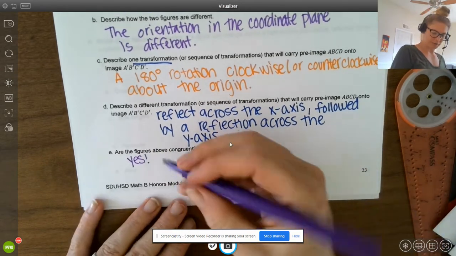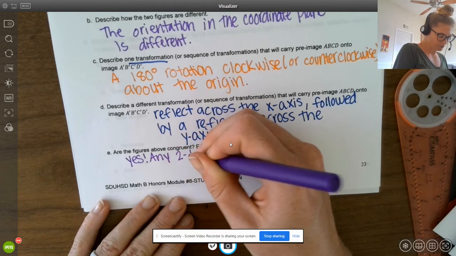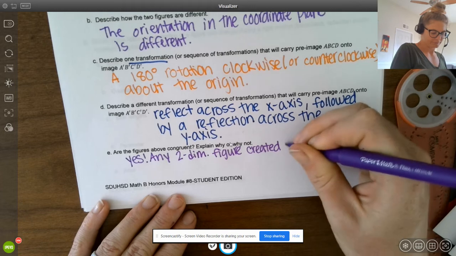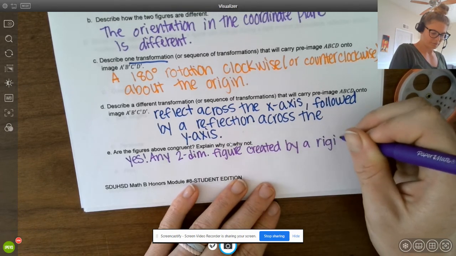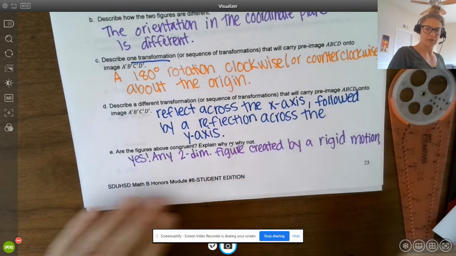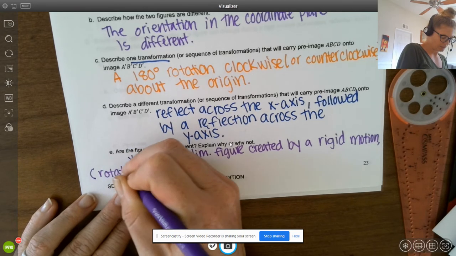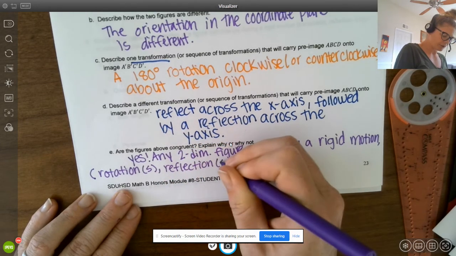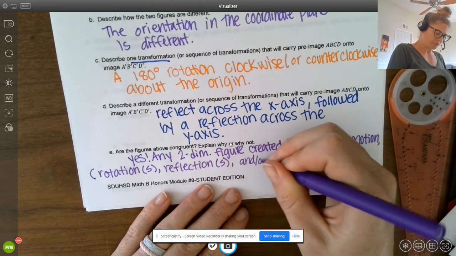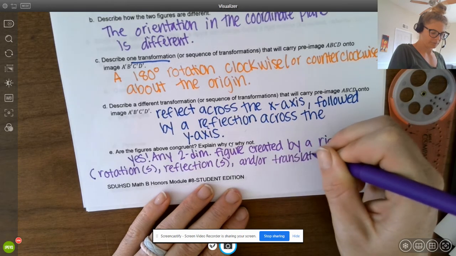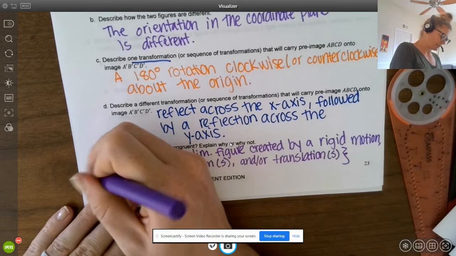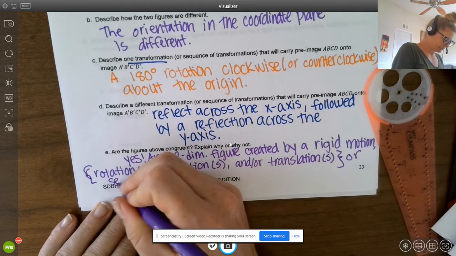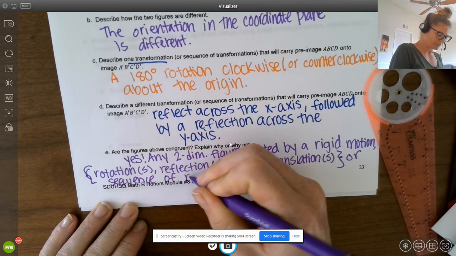And in fact, we're going to add to our notes a little bit more here. Any two-dimensional figure created by a rigid motion, which includes a rotation or more than one rotation, a reflection or more than one reflection, and/or a translation or more than one translation. So I should make it curly brackets. Created by a rigid motion or sequence of rigid motions.